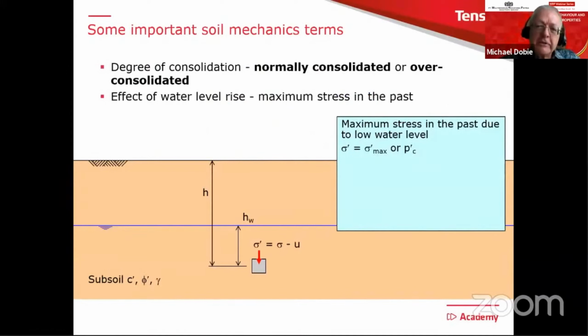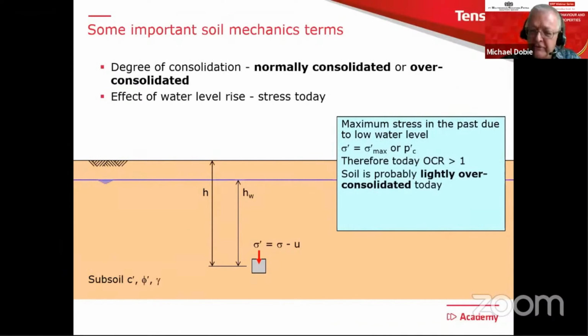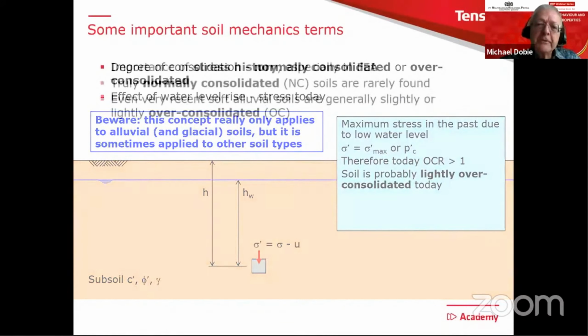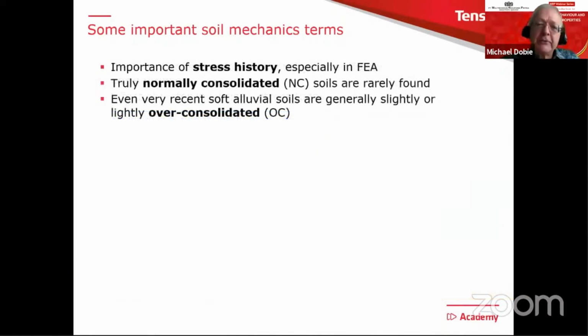You can also get overconsolidation taking place due to a rise in the water table level. Not huge effect, but it can happen. But one thing to be aware of is that this whole concept of normally consolidated and overconsolidated really only applies to alluvial soils and maybe glacial ones where you had the weight of a glacier on top of them. But in many of the other soil types, it doesn't really apply. And that's important to realize, because sometimes people try to use this idea of overconsolidation ratios, say in residual soils, and it doesn't really work very well.